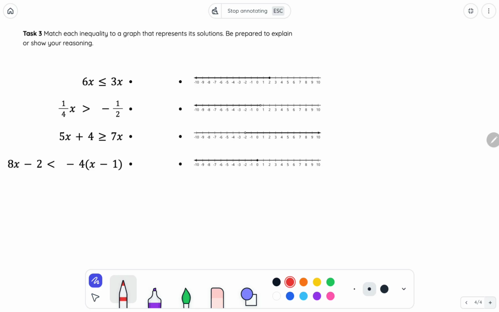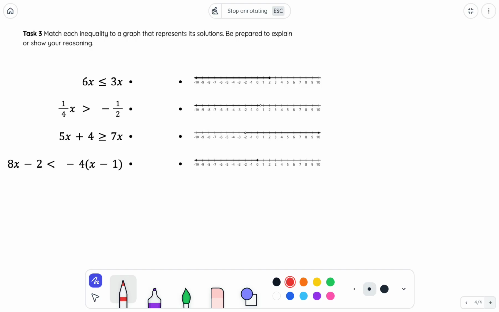And then for the last part, we are pretty much going to solve these inequalities on the left and match them up with their graphs on the right. I will leave this up to you. For the last inequality on the left, you're going to have to distribute. Trying to think if there's anything else that you might know to do.